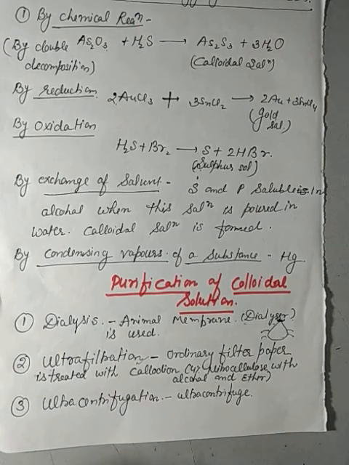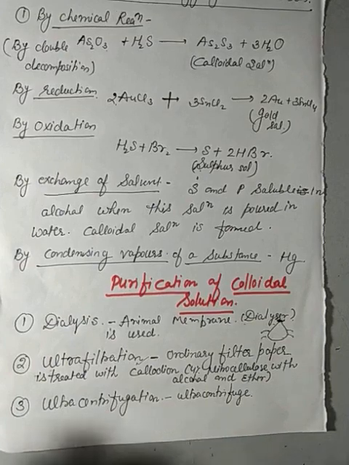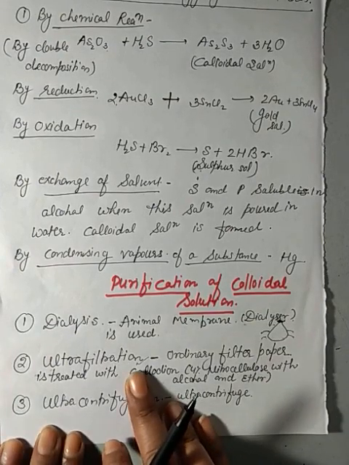And these reduced size filter papers, which are called ultra filter papers, can be used for the purification of colloidal solution. When we filter the colloidal solution with this ultrafilter paper, only the impurities and the excess electrolyte will come out, while the colloid solution will not filter. So it is called ultrafiltration.